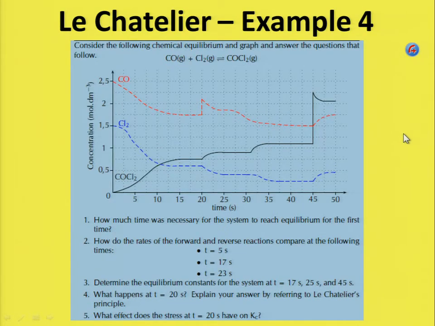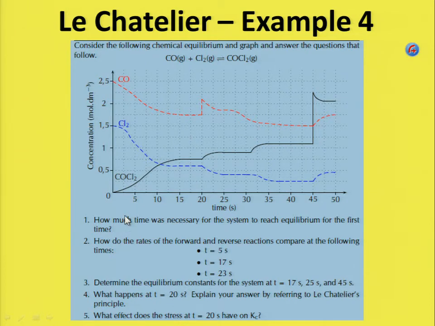Last example. Consider the following chemical equilibrium and graph, and then you have to answer questions. This is your chemical reaction, and now you have a red line for CO, a blue line for Cl2, and a black line for CoCl2. So now they ask how much time was necessary for the system to reach equilibrium for the first time.